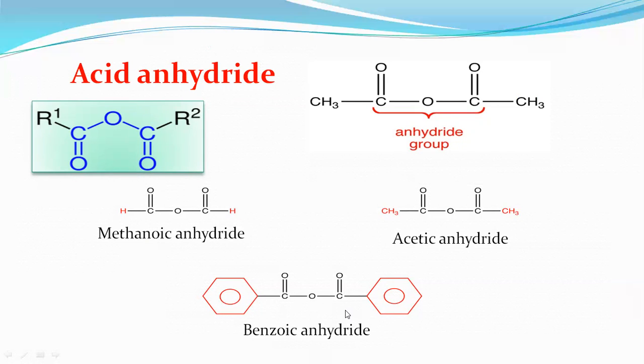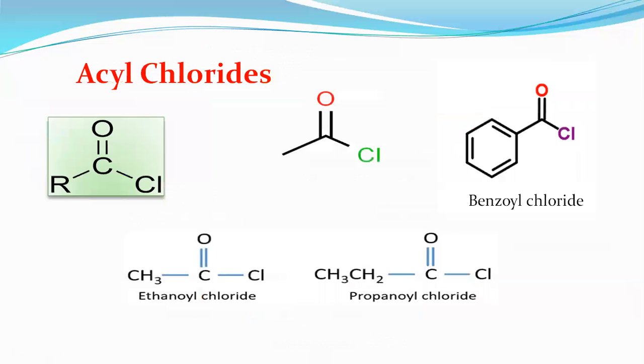So here the two R or two Ar groups are joined by C double bond O, O C double bond O. Or we can write alkyl group R, C double bond O, out of the bracket twice, O. So this is for the anhydride.